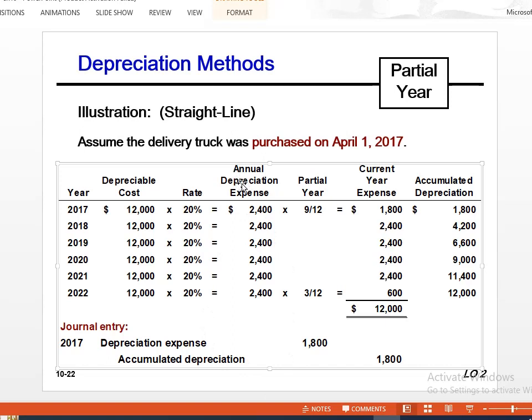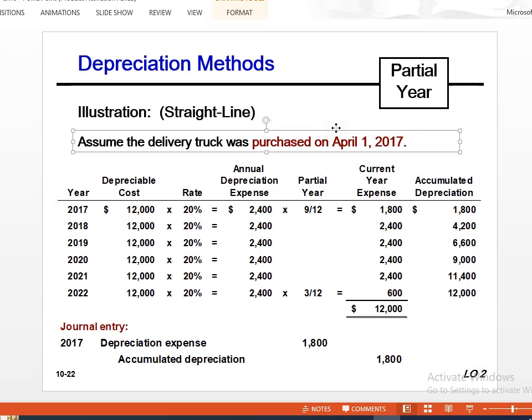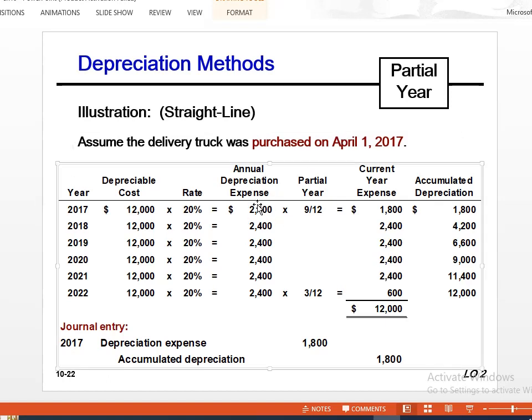This is annual. Now from the annual, we will extract our per year depreciation. Because in 2017, for the full year, the asset did not stay with us. We purchased the asset on April 1st. So the asset stayed with us in 2017 from April till December 31st. So April, May, June, July, August, September, October, November, and December. 9 months the asset stayed with us in 2017. That's why I cannot use this 2,400 as a depreciation. I have to extract 9 months depreciation out of this 12 months depreciation.